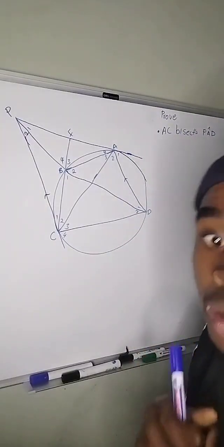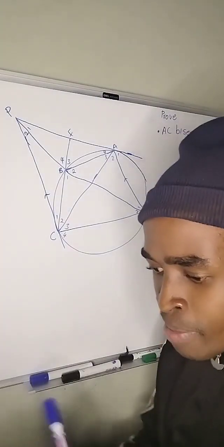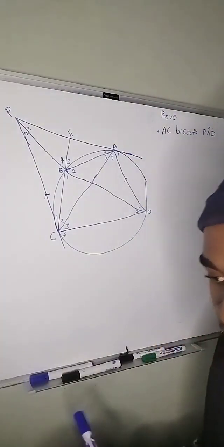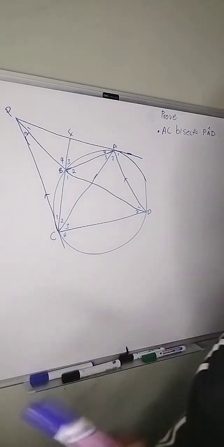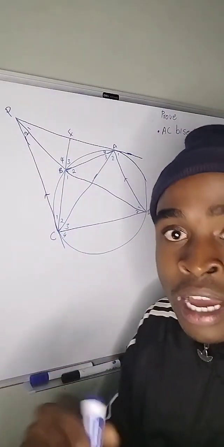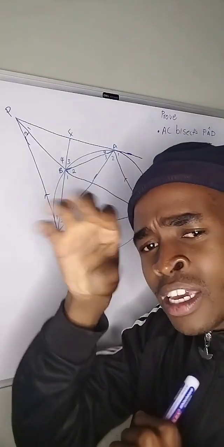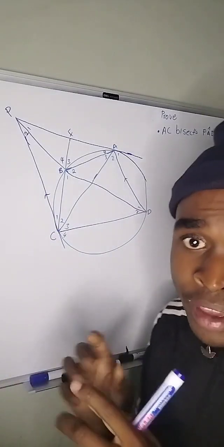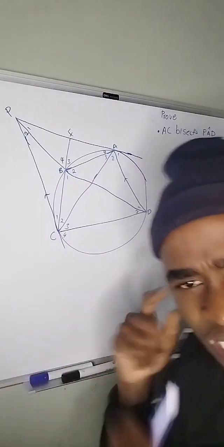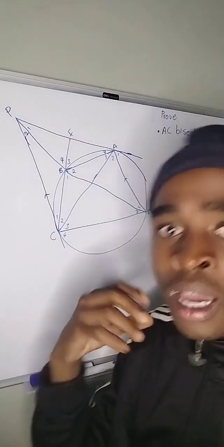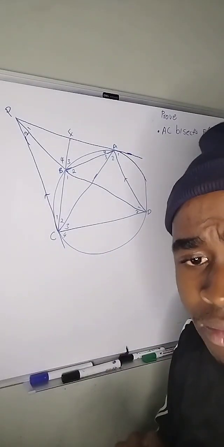So looking at the diagram, if they are saying AC bisects angle PAD, what must happen in your thinking? We want to have that third eye, in order for us to have a clear vision of this question. What is the first thing that comes to your mind when you have a question like this?